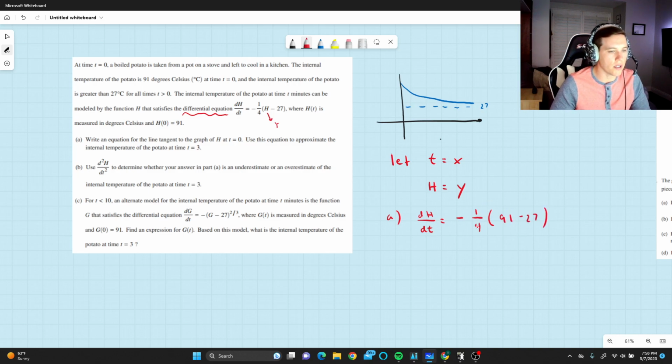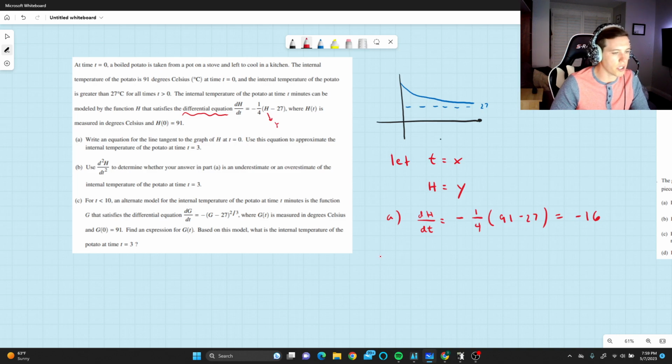91 minus 27 is 64, and 64 divided by 4 is... was that 16? Yeah, so negative 16. If you're really scared about doing that, don't simplify it. You don't need to. So write an equation for the line tangent. Now let's write our tangent line.